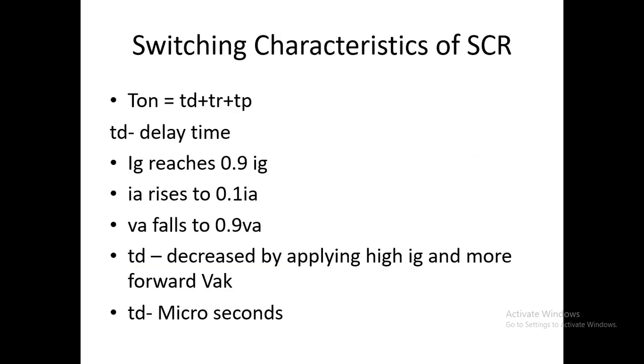T-on is equal to delay time plus rise time plus spread time. During delay time, the gate current reaches 0.9 Ig, that is 90% of Ig, and the anode current rises to 10% of Ia, and VA, the anode voltage, falls to 90% of VA. The delay time can be decreased by applying a high value of gate current and more forward anode to cathode voltage, so it will be in microseconds.